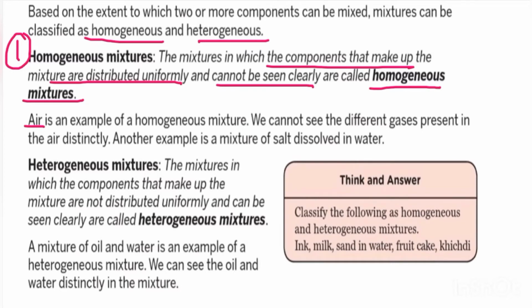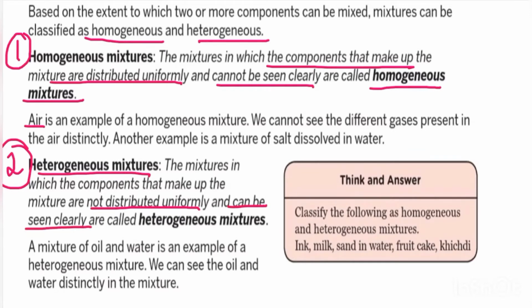Now moving on to the next one, heterogeneous mixture. The mixture in which the components that make up the mixture are not distributed uniformly, means they are not distributed and can be seen clearly, fine, are called as heterogeneous mixture. Fine. Now the foremost example, if you try to dissolve oil in water, fine. Now you will see the oil will form a separate layer onto water. It will not be dissolved. So this type of mixture is called as heterogeneous mixture.